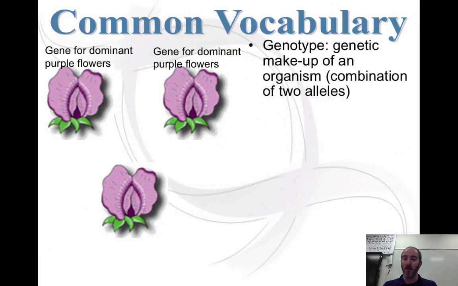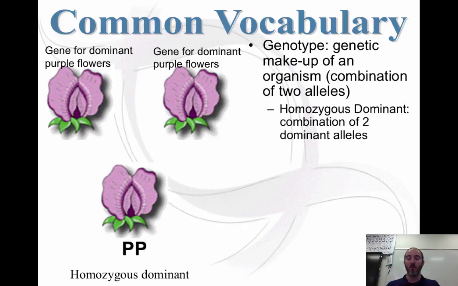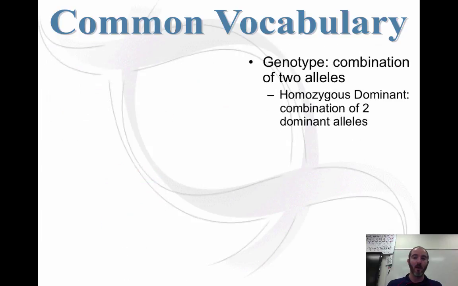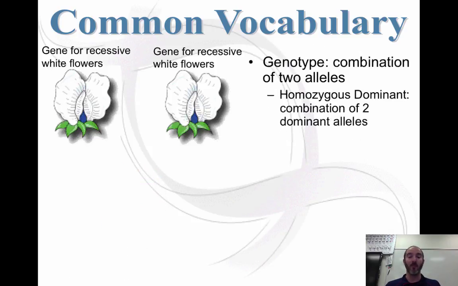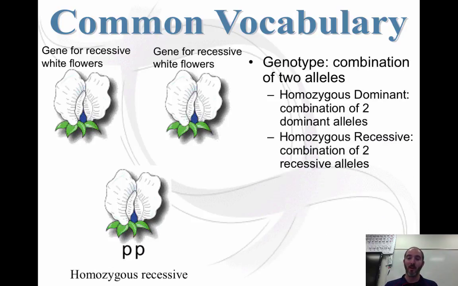Genotype is the genetic makeup of an organism, so we're looking at what two alleles it might have. The gene for purple flowers, the dominant gene for purple flowers, is represented by a capital P, right? And that would also be the same if it's provided from the other parent. And so this one would be known as being homozygous dominant, where we have a combination of two dominant alleles. Right? If we have the gene for recessive white flowers on each parent, and those both get passed on to the offspring, then the offspring would be carrying a homozygous recessive set of these alleles, of these genes.